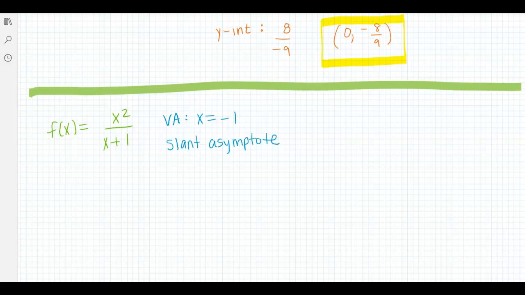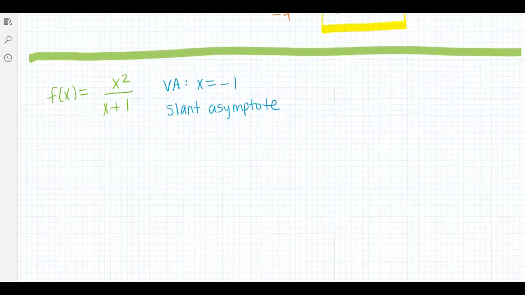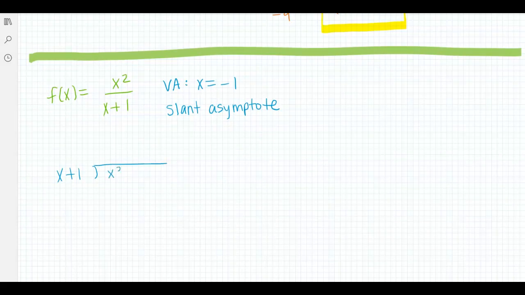So we need to do long division to figure out what the equation of that line will be. So x plus 1 divided into x squared plus 0x plus 0. I have to put placeholders for the missing terms. I'll put an x here, so then I get x plus x squared plus x. We subtract both of those values, and then we have a -x plus 0.